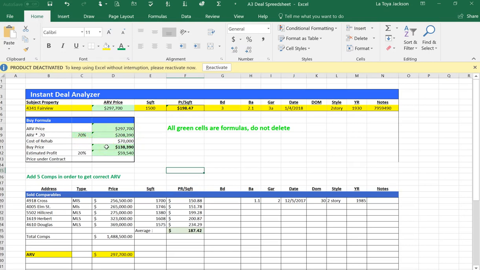When you're working with hard money lenders, most hard money lenders give you 70% of the ARV. They're not going to give you the full price of the future value. If I'm looking at a property that needs some work done to it, the future value may be 297,700, but the particular hard money lender is going to give you 70% of the ARV.